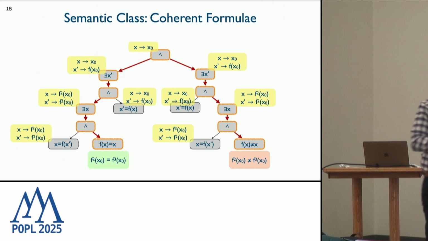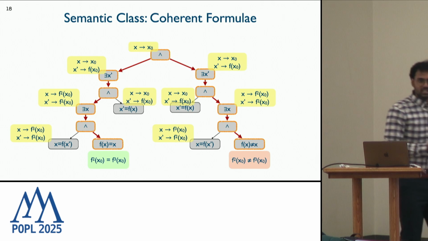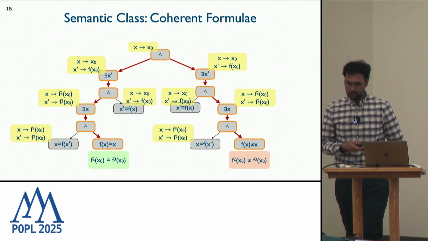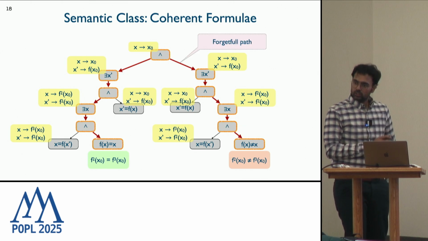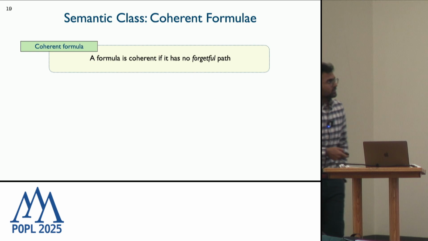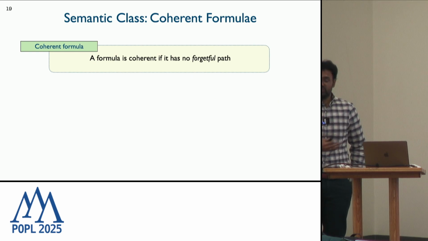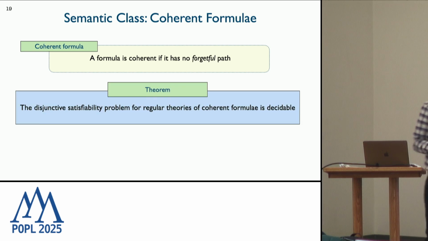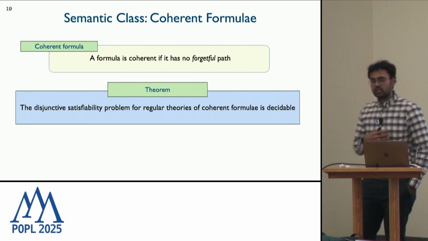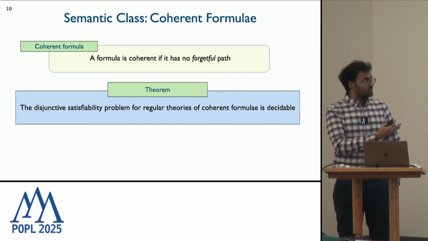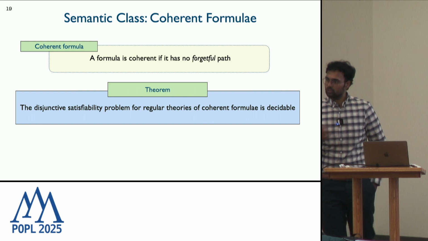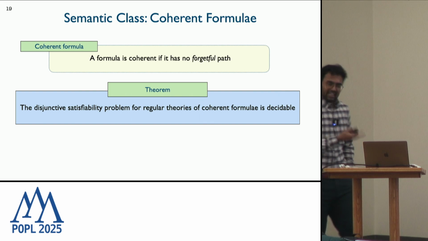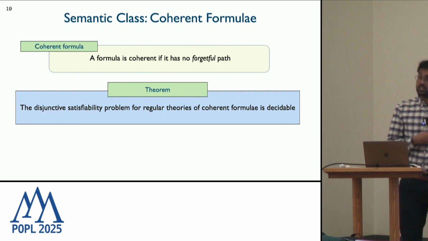But when you do not have these kinds of problems, you essentially get a very automata-theoretic decidability result. I will not go into the details, but such formulae are called coherent formulae when they do not have these bad paths. And you can also check whether a formula is of this kind in a very automata-theoretic manner. And that gives you the other decidability result, which is the more semantic one.